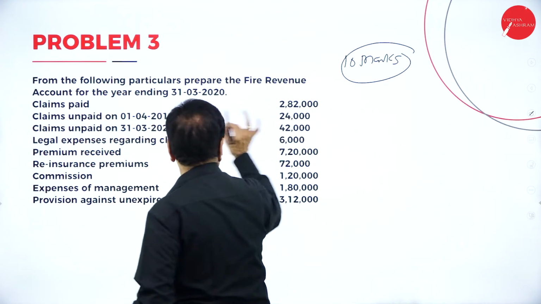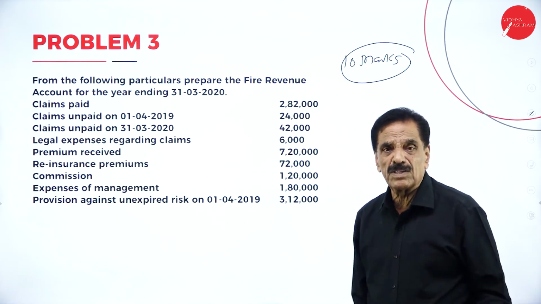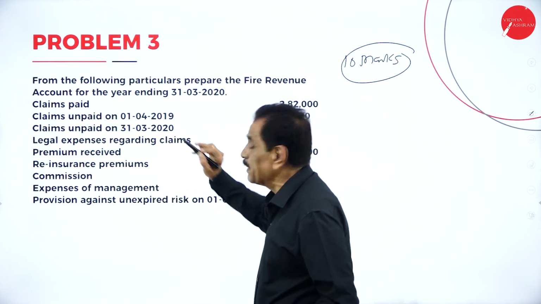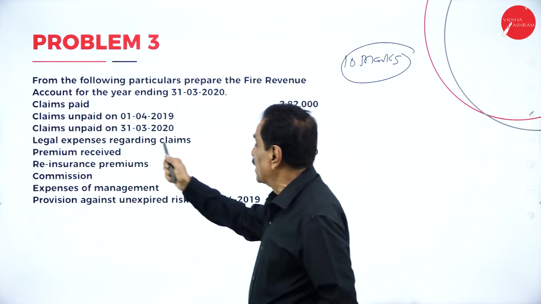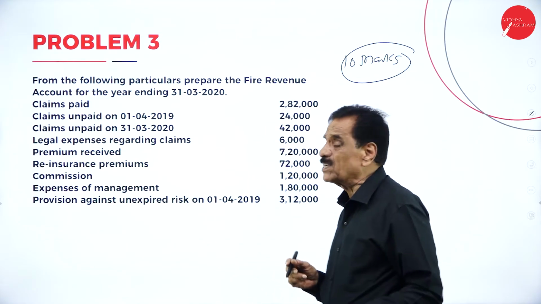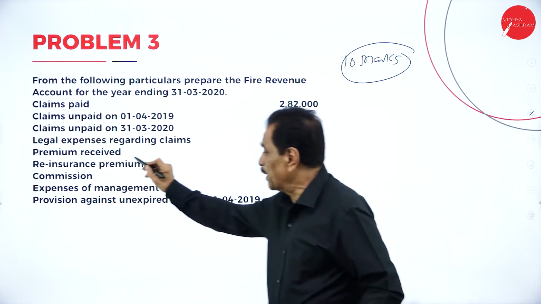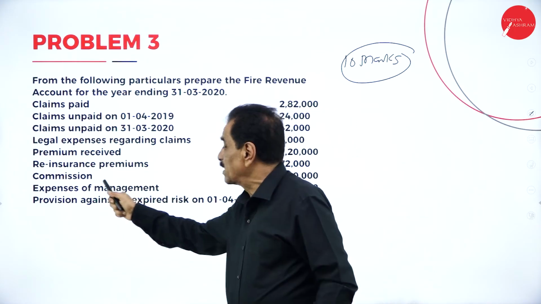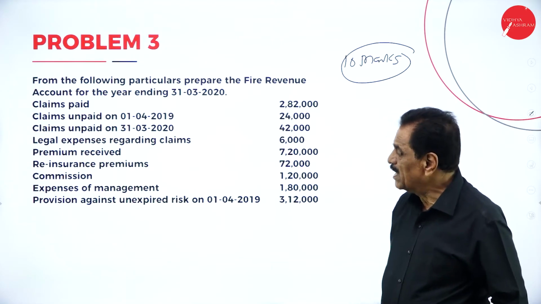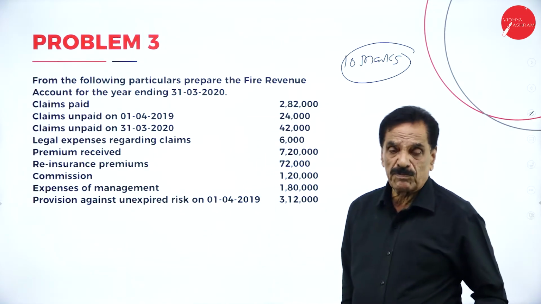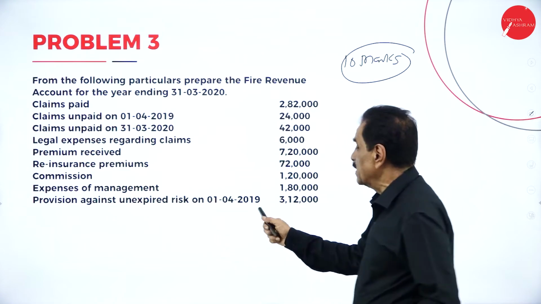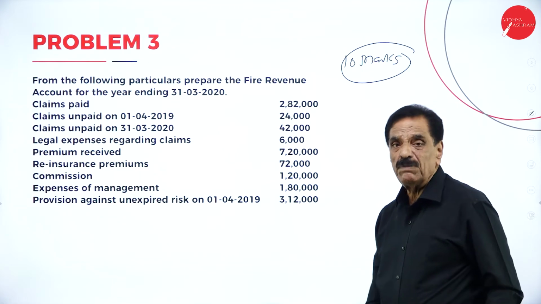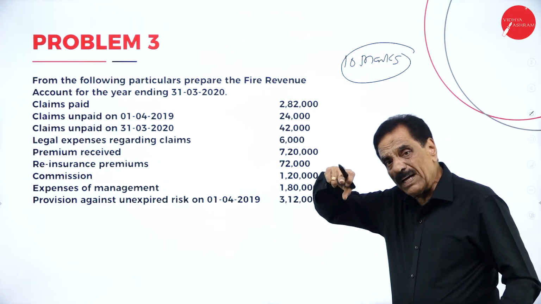Here, claims paid is 2,82,000. That will come in schedule number 2. Claims unpaid of the last year should be deducted. Claims outstanding of the current year should be added. Legal expense regarding the claims, they ask, so it will be added. Premium received, schedule number 1. Reinsurance premium should be deducted. Commission will come in schedule number 3. Expense of management, schedule number 4. Provision for unexpired risk regarding the premium is considered. At the beginning of the year, that should be added. End of the year should be deducted.